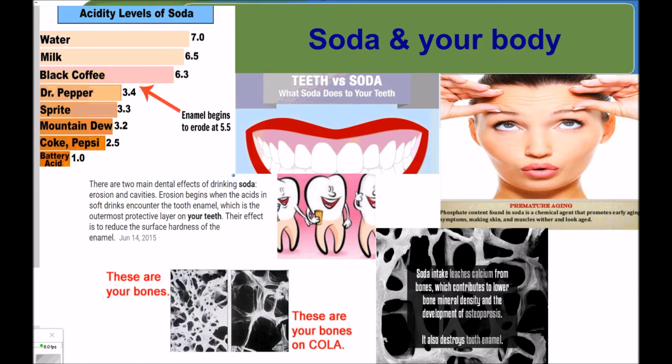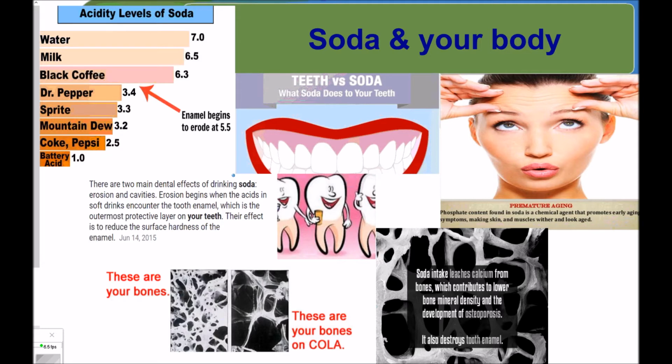Okay, so me being me, I have to go on a health tangent here about sodas in your body. So sodas are acidic. If we look over here in the far upper left corner, we'll see the pH of different substances, water being neutral at 7. And as we go down the scale, it gets more and more acidic. So milk is actually an acid. Black coffee, more acidic. Once you get to a pH of 5.5, the enamel on your teeth begins to erode.